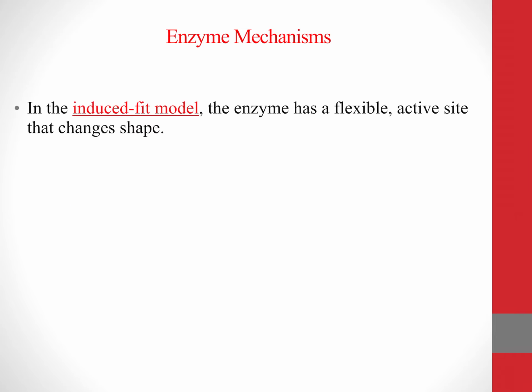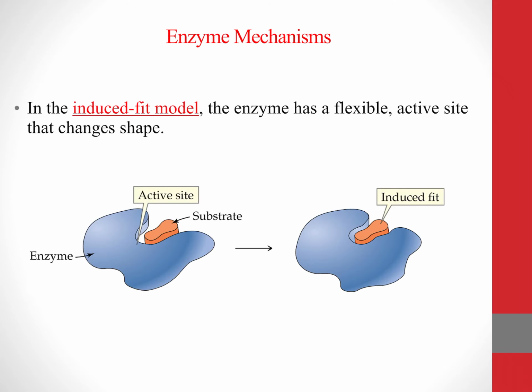The next model is the induced fit model, where the substrate binds with the enzyme, and it's not a perfect fit like the lock and key model. It's a loose spatial fit. So you can see there's a little bit of room between the sides of the enzyme and the substrate. So the enzyme will undergo a conformational change that will allow for a tighter fit. And so after that occurs, then the reaction takes place.